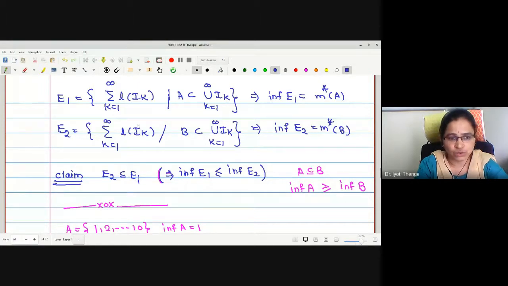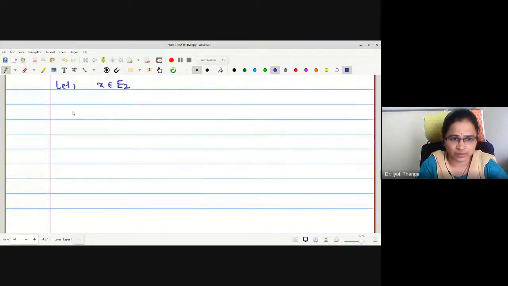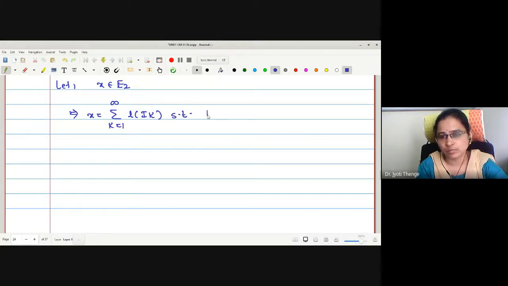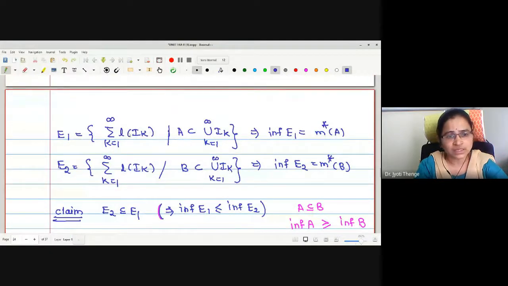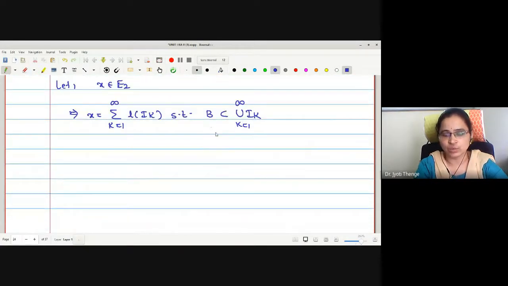If x is in E2, therefore x is the summation of lengths of I_k such that B is contained in the union of I_k. So x equals the summation over k from 1 to infinity of the length of I_k, such that B is contained in the union of I_k, k from 1 to infinity. Now if we check the restriction on the set, the value is the same, the summation of lengths of I_k, but the condition is that A is contained in the union of I_k. Here we will try to make it A is contained in the union of I_k.